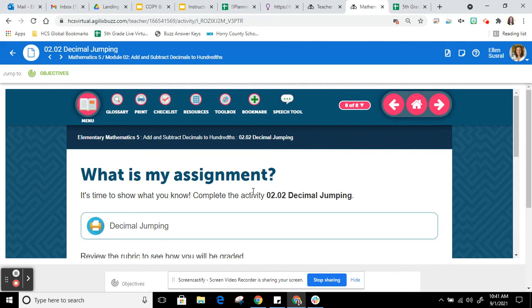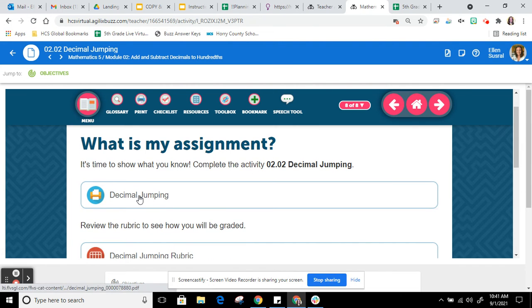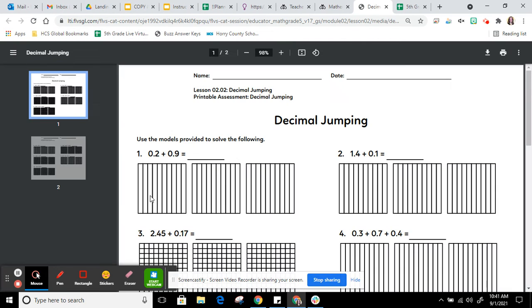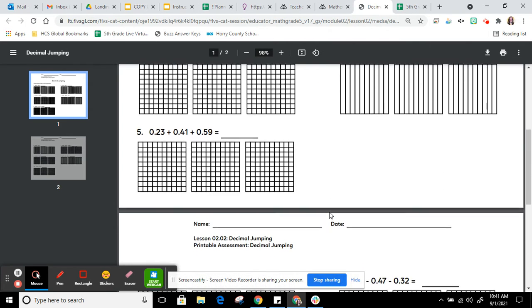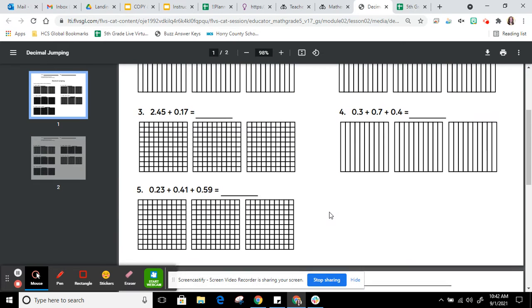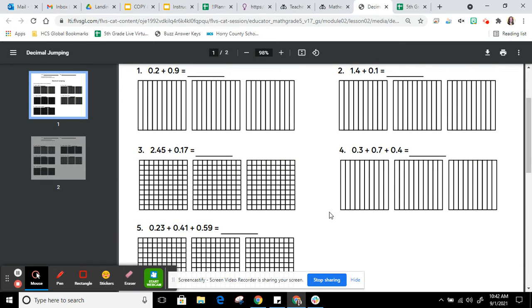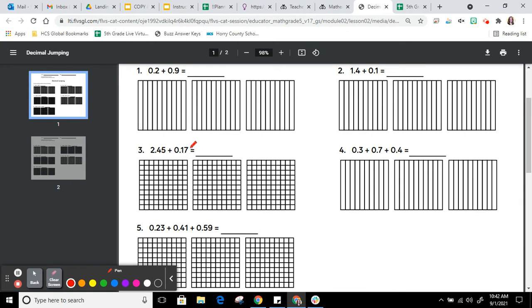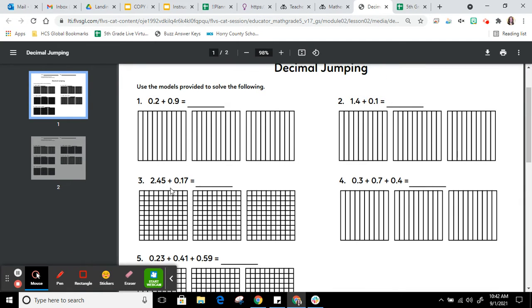So at the end of the lesson, you come to your assignment. On page 8, what is my assignment? Your assignment is called Decimal Jumping, and it's a 2-page worksheet. So I'm going to go ahead and look at this assignment with you, and we'll do a few of them together as a model, and then you'll do the rest for your assignment. So I am going to use the pen here. Let me hide this. And we're going to work on some of these problems together.